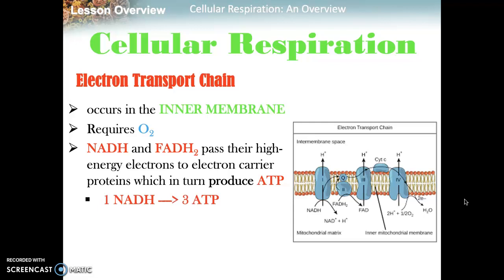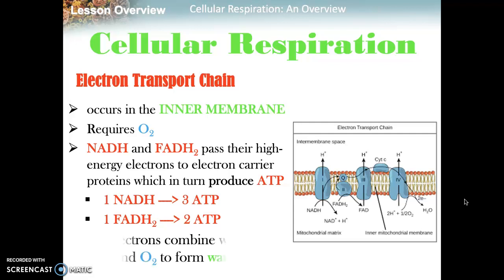It is important that you remember this: one NADH molecule is capable of producing 3 ATP molecules, and one FADH2 molecule is capable of producing 2 ATP molecules. So when we go through the final production later on, you'll understand where all the ATPs are coming from.